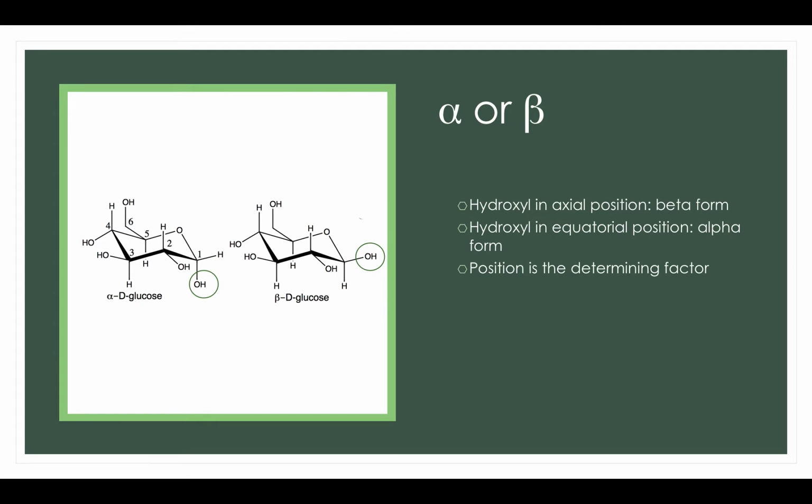The hydroxyl on carbon 1 can either be in the axial position, where it's above the plane of the ring, or in the equatorial position, where it's perpendicular to the plane of the ring and below it. If it's in the axial position, it's in the beta form. If it's in the equatorial position, it's in the alpha form. The position of the hydroxyl group is what determines which polymer will be made.